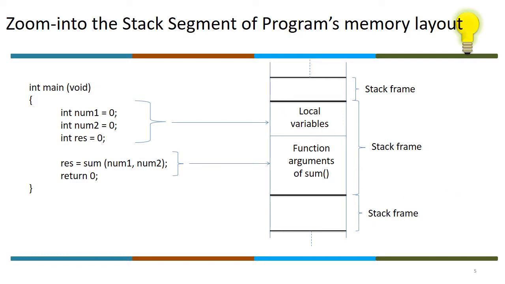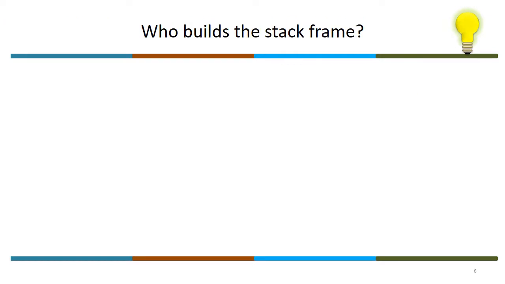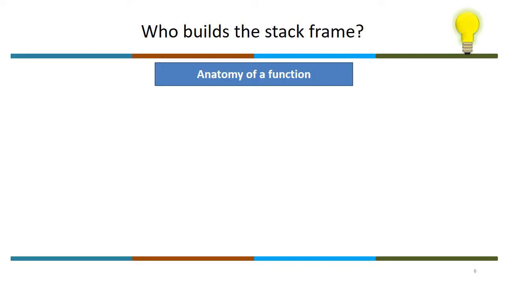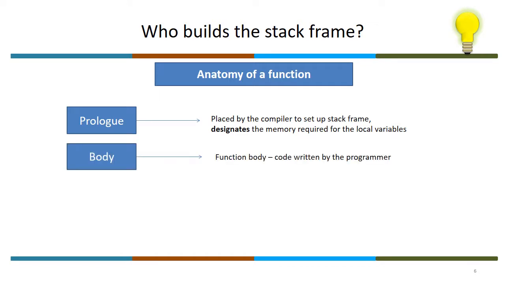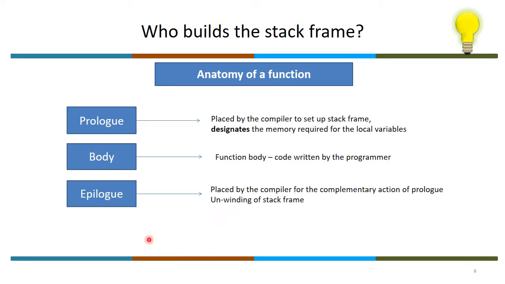Who builds the stack frame? Before that, we will look into the anatomy of a function. Will the function contain only the code written by a programmer, or will the compiler add something to that? Now we will refer to the compiler-translated function. What we have written is high-level C code; what the compiler generates is assembly code. When the compiler generates assembly code, the anatomy of the function will be like this. The compiler adds the prologue and epilogue parts. We will see what they are.